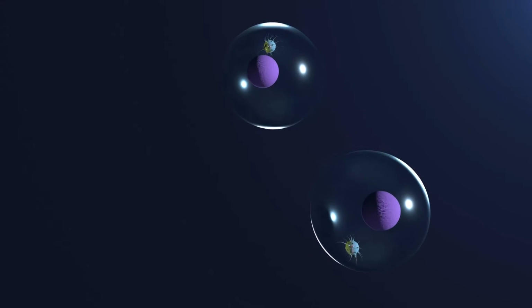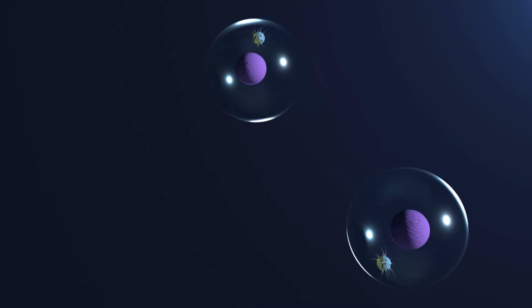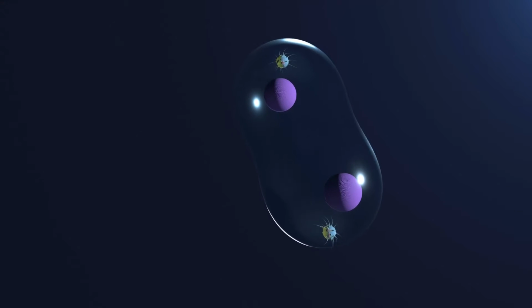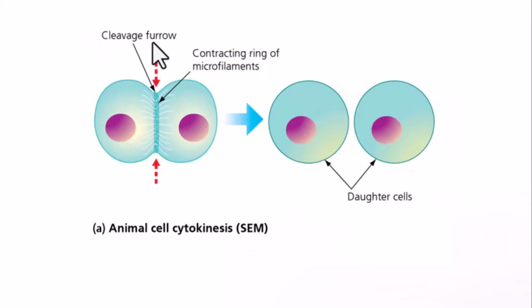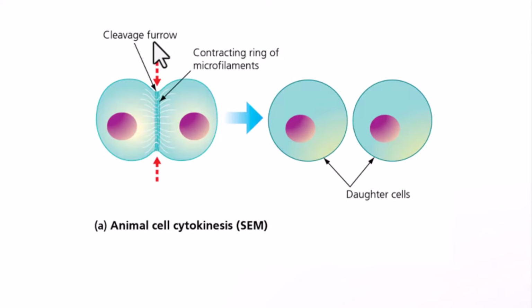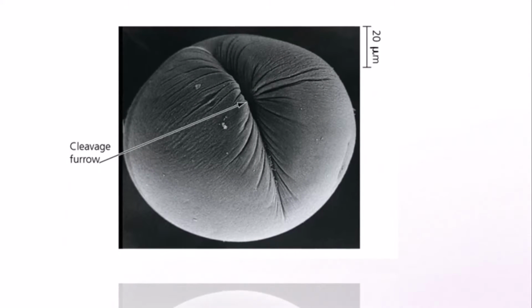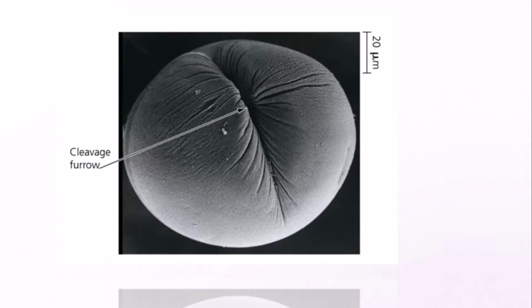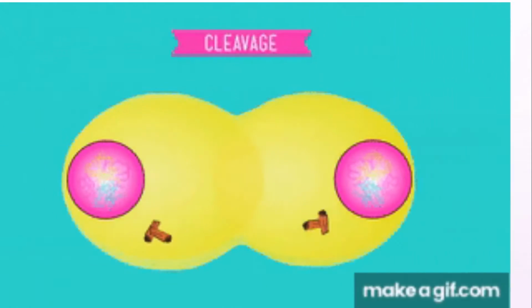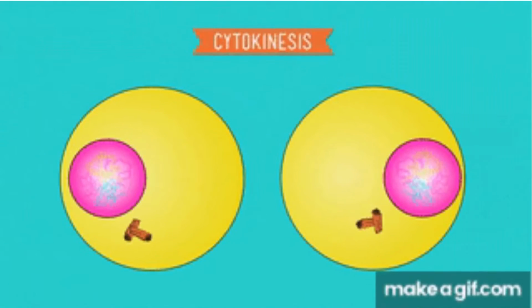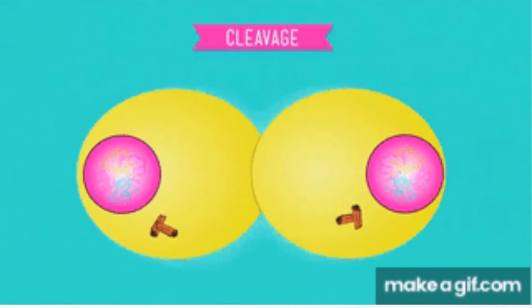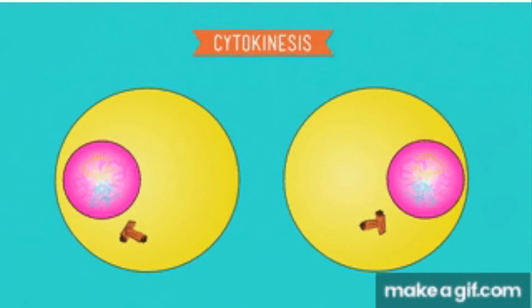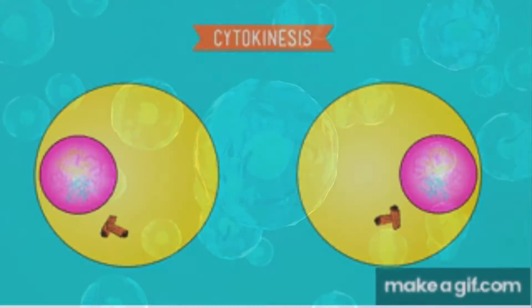Cytokinesis is the division of the cytoplasm into two cells. This process usually begins during the telophase portion of mitosis. In animal cells, the cytokinesis process is known as cleavage. The first sign of cleavage is the appearance of an indentation called a cleavage furrow. A ring of microfilaments in the cytoplasm just under the plasma membrane contracts, deepening the furrow and pinching the parent cell into two separate daughter cells.